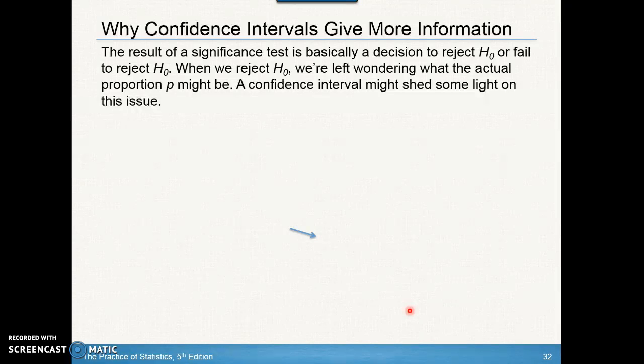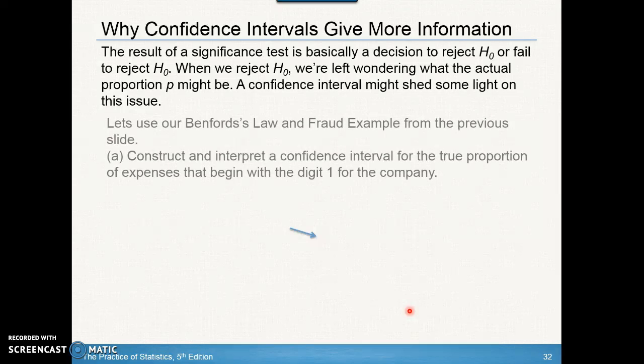So when you reject the null, you might think, okay, we're rejecting the null, but what actually is the true population proportion? If we don't know what the true population proportion is, it might not help us get the further information that we need about the population. So let's take a look at our Benford's law and fraud example from the previous slide. Let's construct a confidence interval so that we have an idea of where that true proportion actually is.